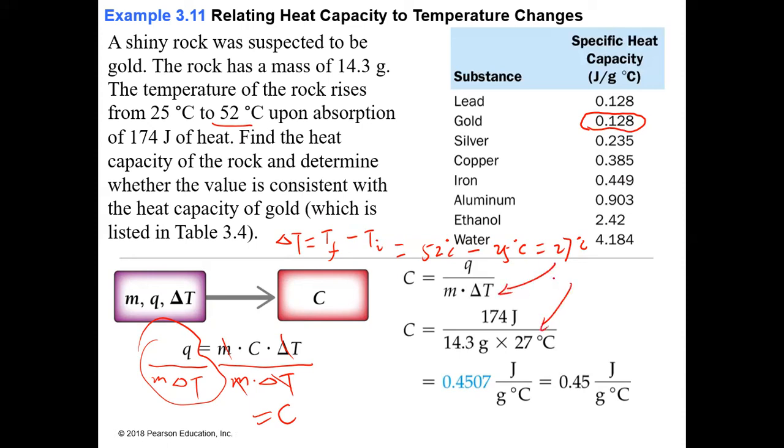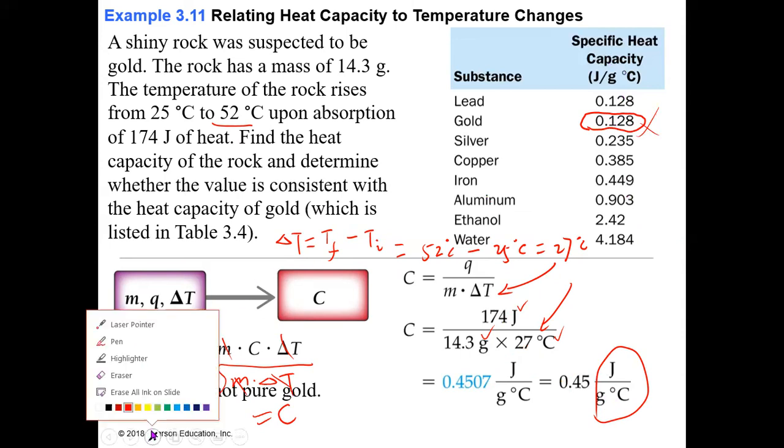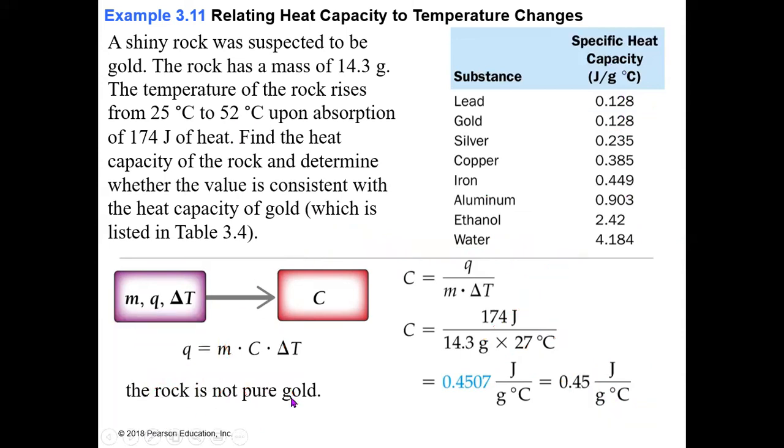We plug those numbers in, and we did not cancel out any units, so we have joule, gram, and Celsius, which is the unit for specific heat capacity. And we have 0.45. Obviously, that is not the number for gold. So our conclusion from this simple calculation of the heat capacity is that the rock is not pure gold.